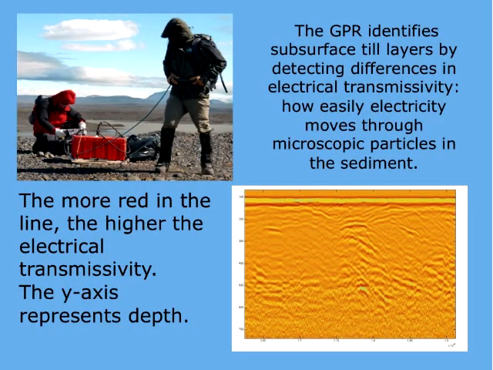What the tool actually does is it measures a difference in electrical transmissivity, which is a measurement of how easily electricity moves through the particles in the sediment. In the image in the lower right-hand corner, you can see definitive layers in the till below us. The y-axis represents depth, and we would be standing at the very top of that graph of data.